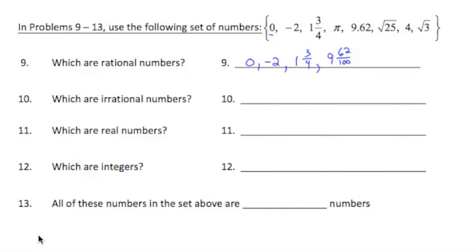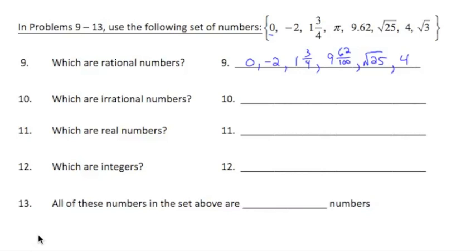The square root of 25, well, the square root of 25 is actually 5, and that's just a regular whole number, so I can write that as a fraction. So the square root of 25 is also a rational number. 4, I can write that as a fraction, so that's also a rational number. The square root of 3, I won't be able to write the square root of 3 as a fraction because that is a non-terminating, non-repeating decimal number.